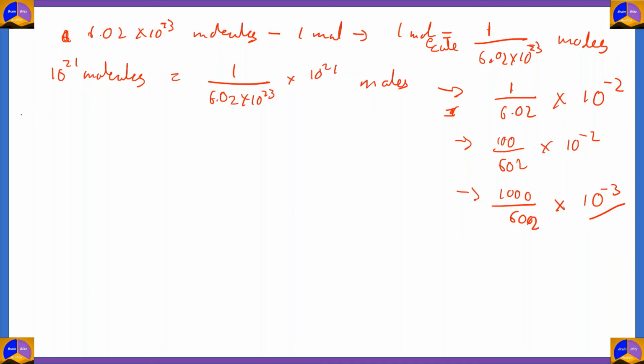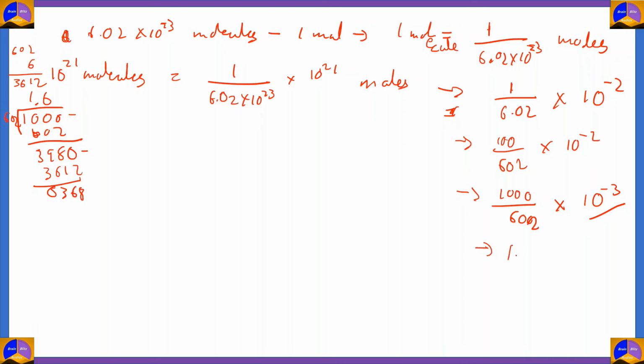And yes, we can divide that. 1000 by 602 gives you 398, point, it will give you a 0, and then 6, and that is 3612. 602 times 6 is 3612, and then we'll get 0368. So we can stop there, so we'll get 1.6 into 10 raised to minus 3.